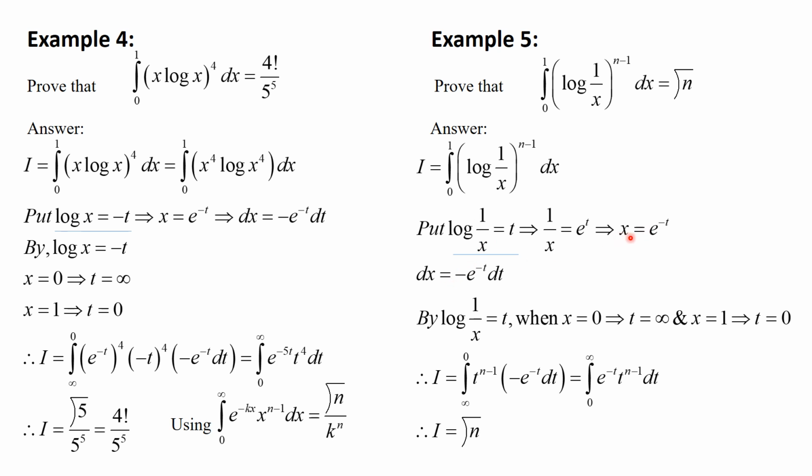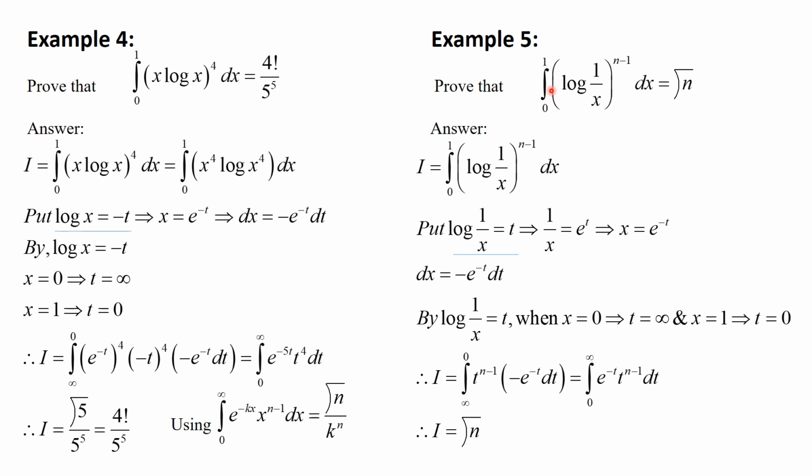Differentiation of x equal to e raised to minus t leads to dx is equal to minus e raised to minus t with respect to t. As we are considering the substitution log of 1 upon x is equal to t, when x equal to 0, log infinity is equal to infinity, and when x is equal to 1, log 1 equal to 0. So the lower limit is t equal to infinity, and the upper limit turns to t equal to 0.